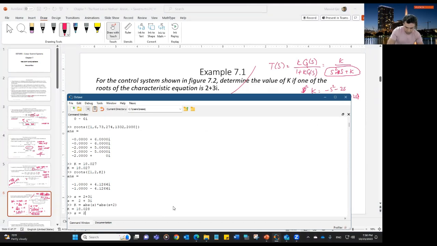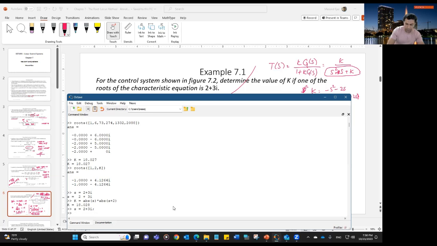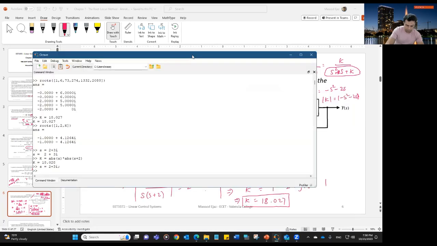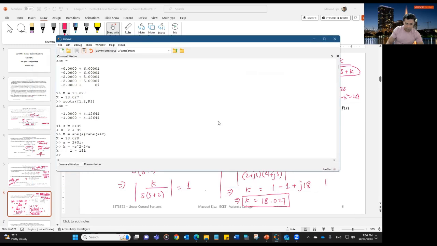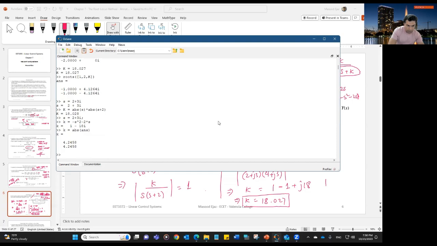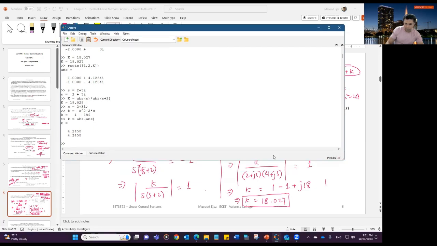s is equal to 2 plus 3i. And K is equal to negative s squared minus 2 times s. 1 minus 18, that's what we got. 1 minus 18. It's equal to the absolute value of the answer. It is 4.2458. That's different than what we got, 18.027.